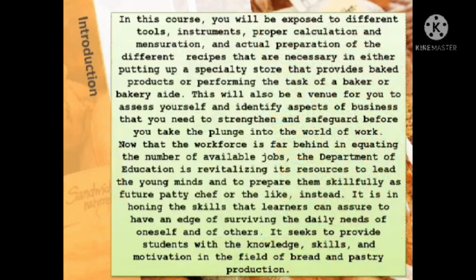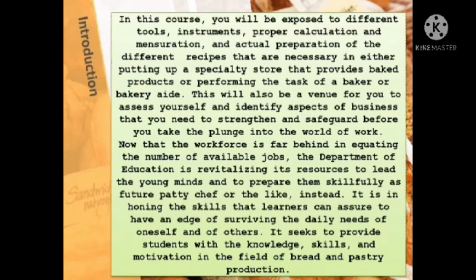In this course, you will be exposed to different tools, instruments, proper calculation and mensuration, and actual preparation of the different recipes that are necessary in either putting up a specialty store that provides baked products or performing the task of a baker or bakery aide. This will also be a venue for you to assess yourself and identify aspects of business that you need to strengthen and safeguard before you take the plunge into the world of work.